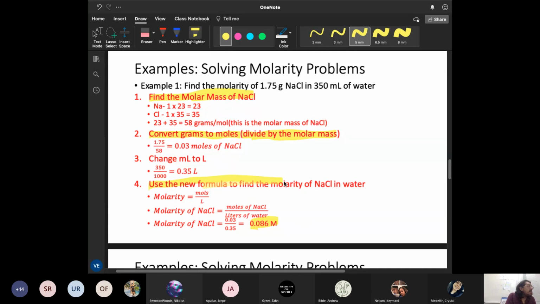The most important part is to make sure you have the moles, or you convert your grams to moles. That way, when you convert your milliliters to liters, you divide those two numbers and you're solid. That's really all it takes.